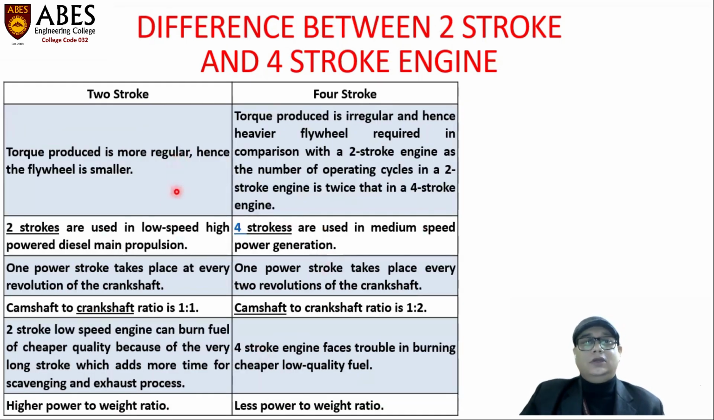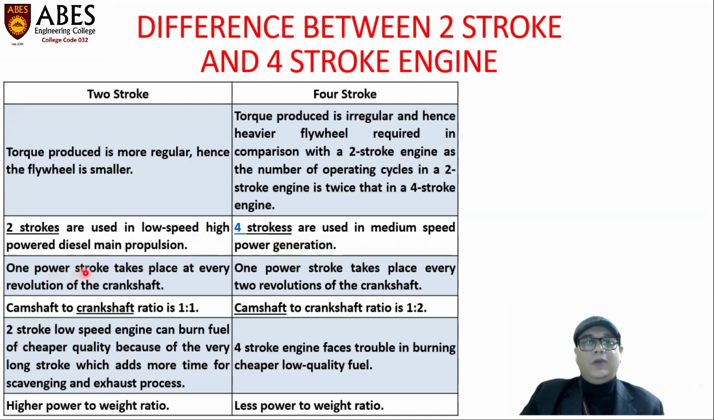In two-stroke engine, torque produced is more regular, hence the flywheel is smaller. In case of four-stroke, torque produced is irregular and hence a heavier flywheel is required in comparison with a two-stroke engine, as the number of operating cycles in a two-stroke engine is twice that in a four-stroke engine. Two-strokes are used in low-speed, high-power diesel main propulsion. Four-strokes are used in medium-speed power generation.